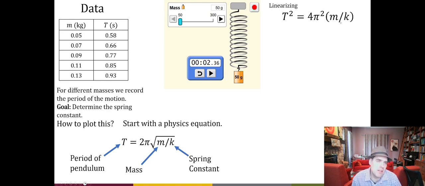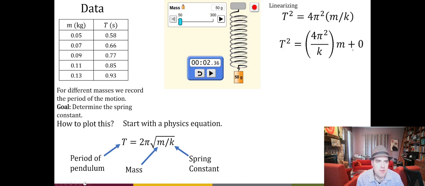I'm going to rearrange this a little bit so it's easier to see which one's y and which one's x in our linearization process. So I'm going to divide k over to this 4 pi squared term, and I'm going to add a 0 on the end. So I just moved things around a little bit. Hopefully you can see where the y and the x are.